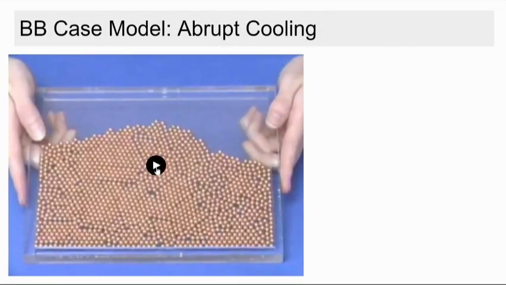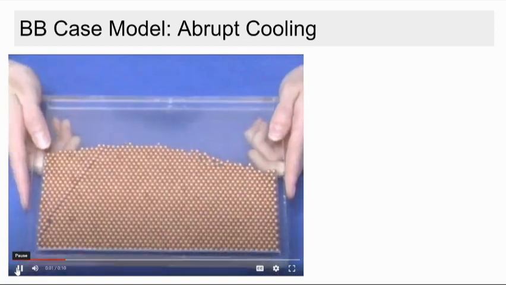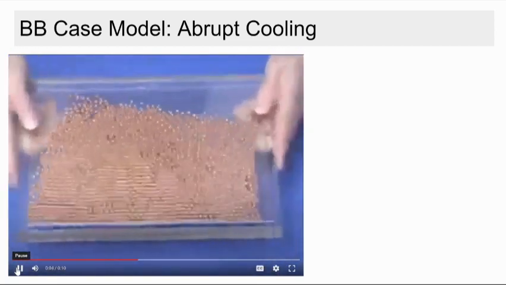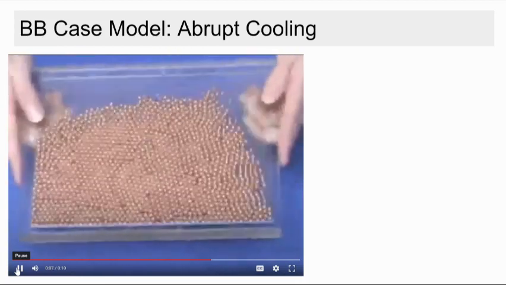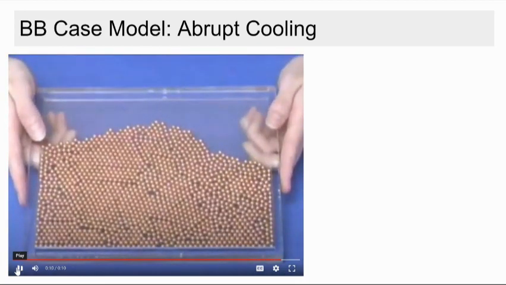Again, at the atomic level, we can see an example of what's happening with our BB case activity. So we can see much smaller grains in this model because we have a lot more defects in grain boundaries, and places where the regular crystal structure was interrupted by that rapid cooling. And this is what's creating our change in properties. So when we abruptly cool a metal, we get much smaller grains, and we also have more defects occurring.